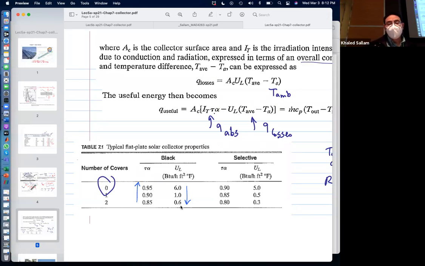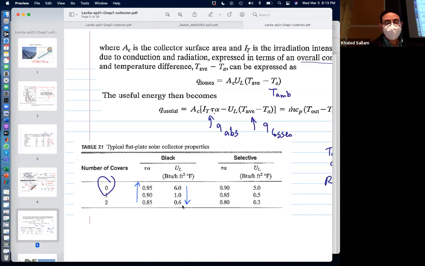Okay, so he's saying that if you add more and more cover, rather than one glass cover, you have two glass covers, your loss coefficient drops from 1 to 0.6. Of course, if you don't have any cover, your loss coefficient is 6, because this is like someone in the winter who opened his window. So of course, all the heat transfer will seep through. One cover is 1, and two covers is 0.6.